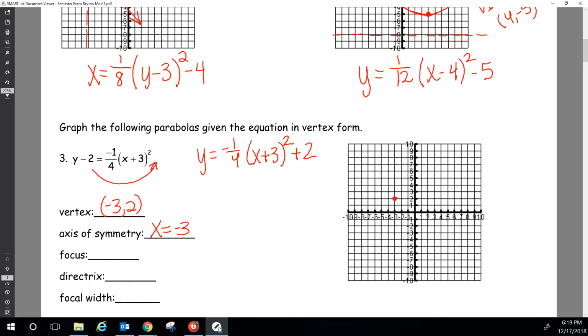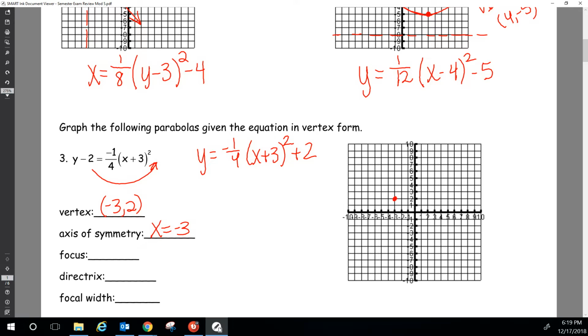And let's graph that. So we've got a point at -3, 2, that's our vertex. We know our focal width is going to be 4 and it's opening down. So if the focal width is 4, we know we're going to go down 2 to get to our focus and up 2 to get to our directrix. Just kidding. If our focal width is 4, let's start again.